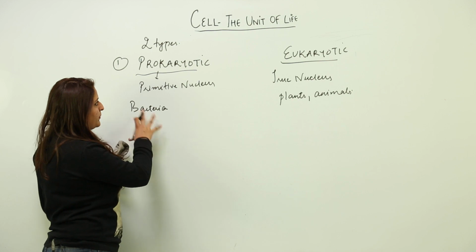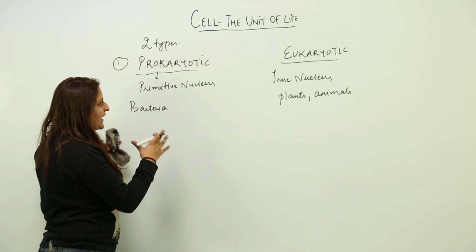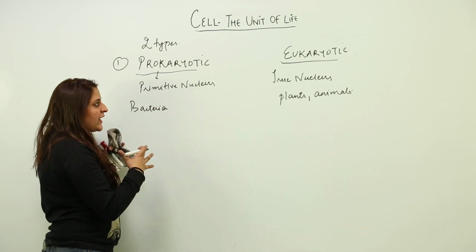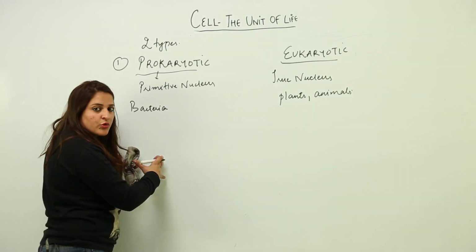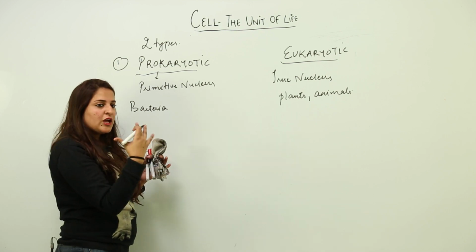Now let us make a complete diagram of what a prokaryotic cell looks like and what a eukaryotic cell looks like, so that we can easily differentiate between what parts are absent in the prokaryotic cell and what parts are absent in the eukaryotic cell.